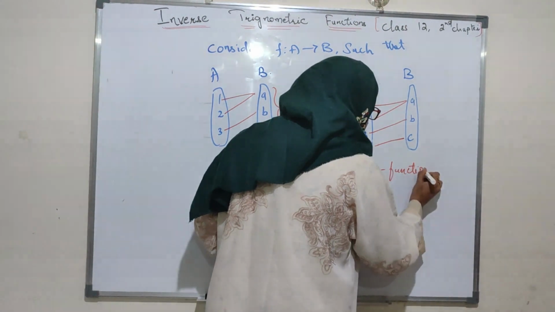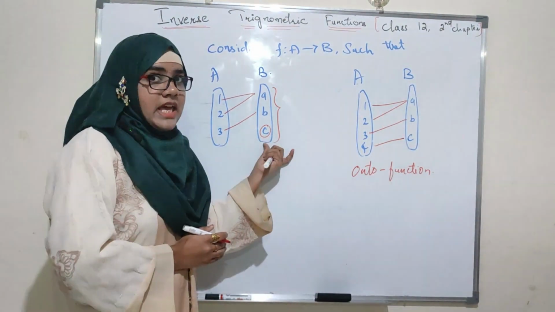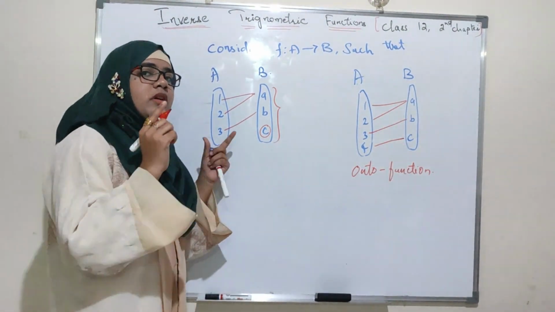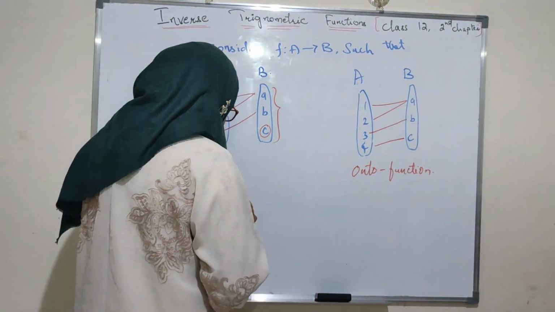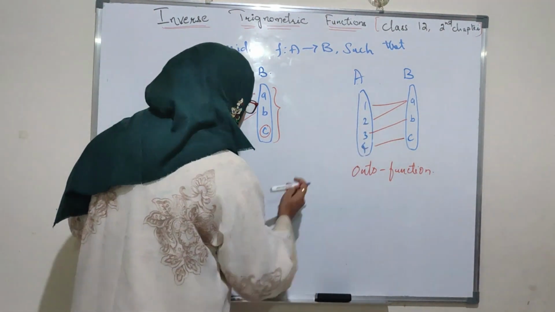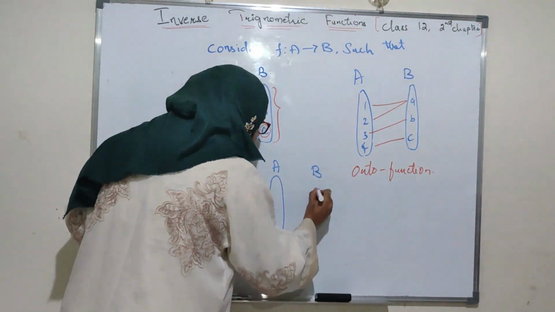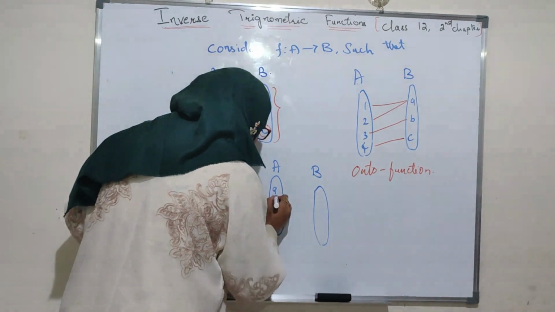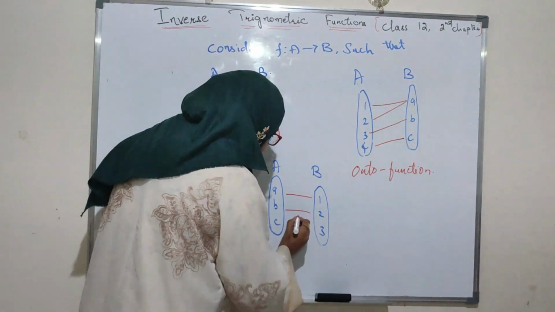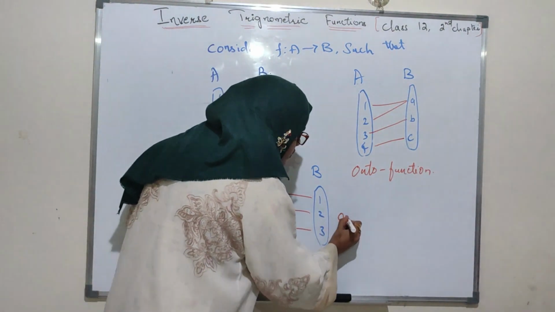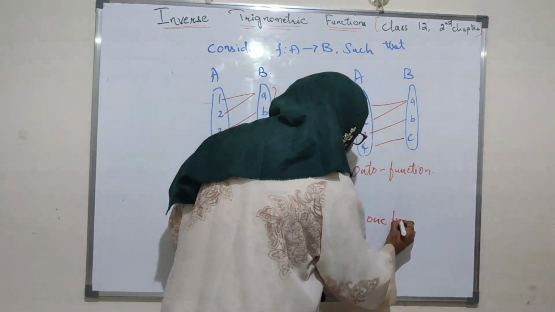So what is a 1-1 and onto function? 1-1 means every element in the first set will have only one image in the other set. Then we can say it is a 1-1 function. Again I will write for 1-1. This one is a 1-1 onto function. Here we have A, B, C and 1, 2, 3. A connects to 1, B connects to 2, and C connects to 3. So it is an onto function and a 1-1 function.